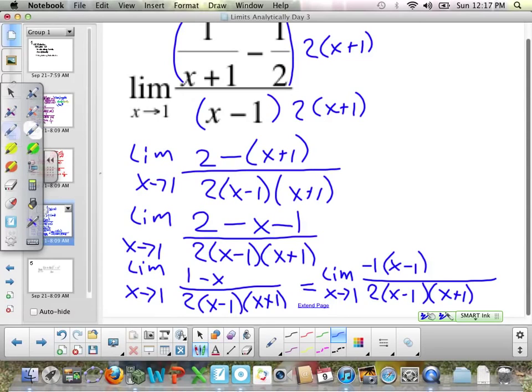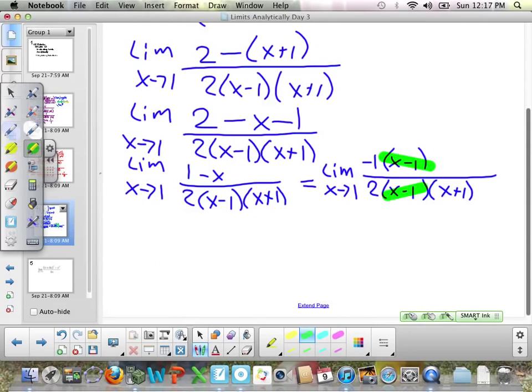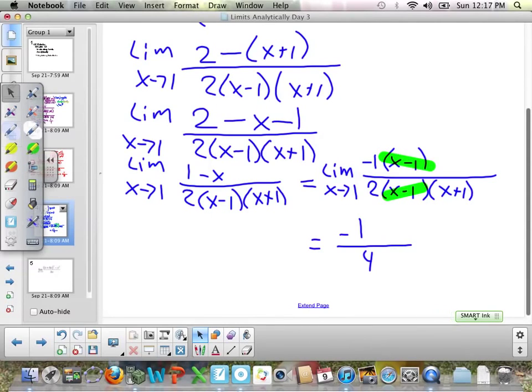What happens here is the x minus 1's will cancel, and when we plug in what we got left, we plug in 1 up top, we got negative 1, and on the bottom, 1 plus 1 is 2, 2 times 2 is 4. So the answer is negative 1/4.